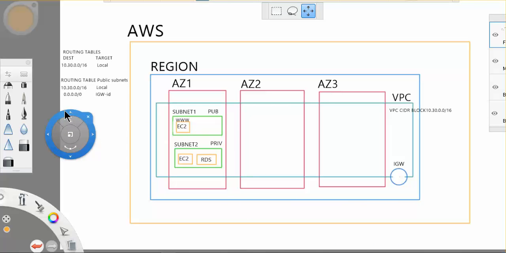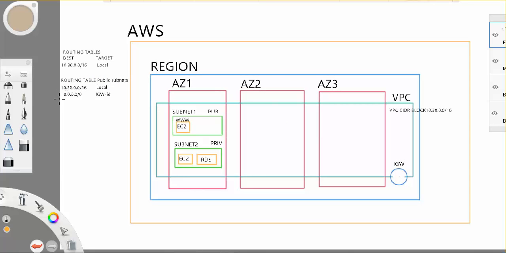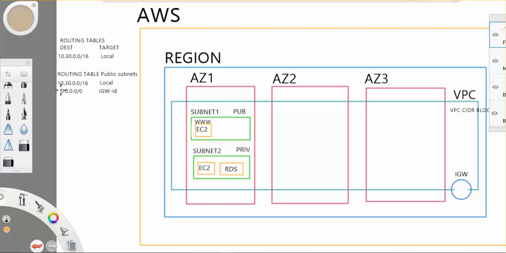So here is what is going to happen with any public subnets that you have. You're going to have the entry that gets inherited from the top, which means if you're going to go to 10.30.something.something/16, the traffic is going to be considered local, and because of that, it will be allowed.